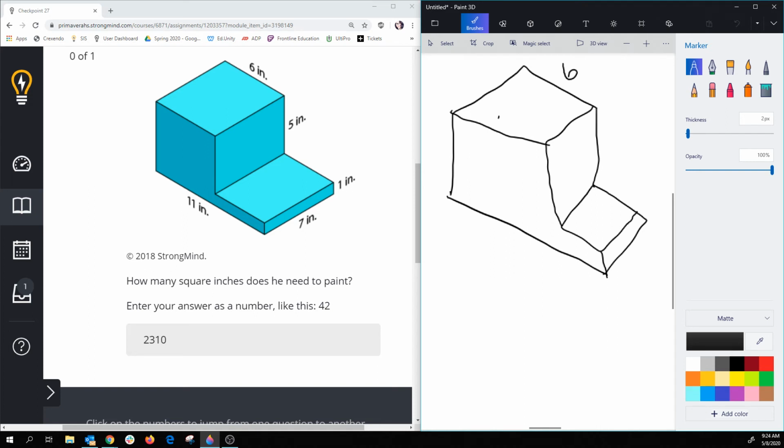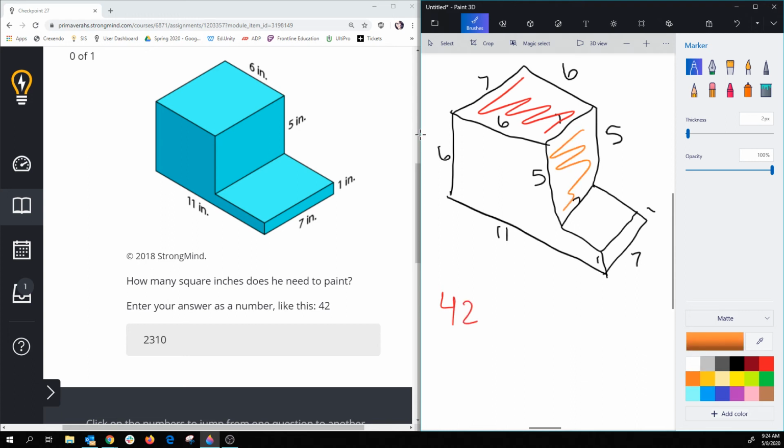So this is 6, which means this is 6. This is 5, which means this is 5. This is 1, which means this is 1. This is 7, which means this is 7, this is 7, and this is 7. Bottom is 11. And since this side here is 5, and this side down here on the bottom, if I do 5 plus 1, that would give me 6 for this very back side here. Okay, so let's do top. I have 7 times 6 gives me 42. Let's do this here. 7 times 5, 35. This one here, let's see, we need to do some subtraction. This bottom side is 11 and this top is 6. So 11 minus 6 would give me 5. So I have 5 times 7, which gives me 35 again.